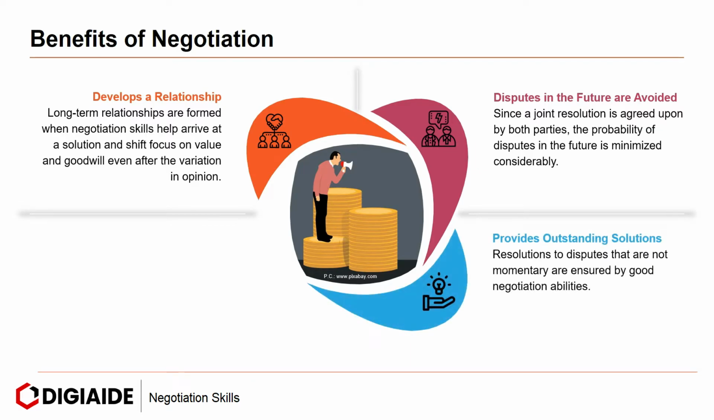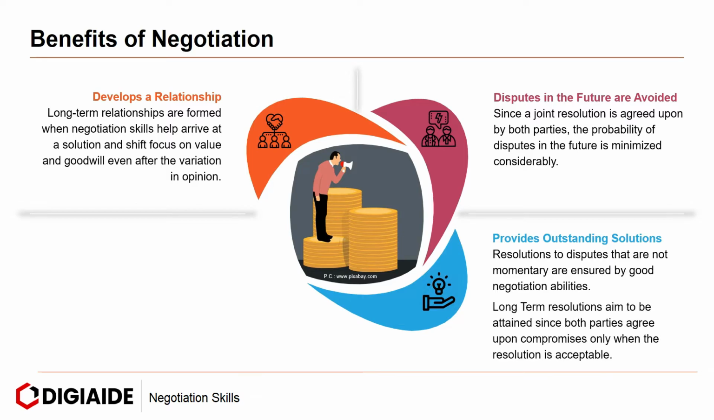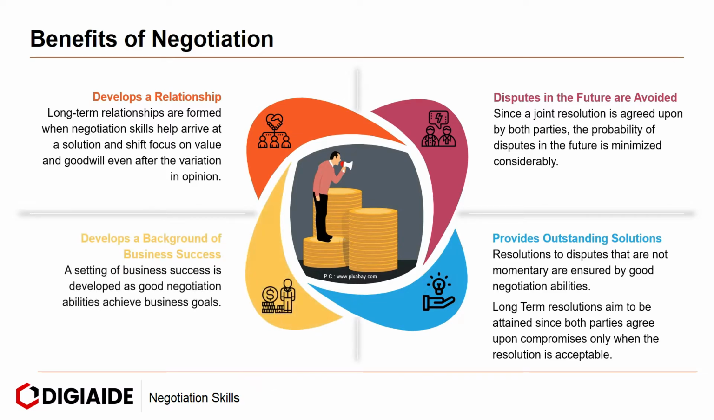Next, provides outstanding solutions. Resolutions to disputes that are not momentary are ensured by good negotiation abilities. Long-term resolutions are aimed for since both parties agree upon compromises only when the resolution is acceptable. And finally, develops a background of business success. A setting of business success is developed as good negotiation abilities achieve business goals. The probability of business transactions in the future also increases due to this.